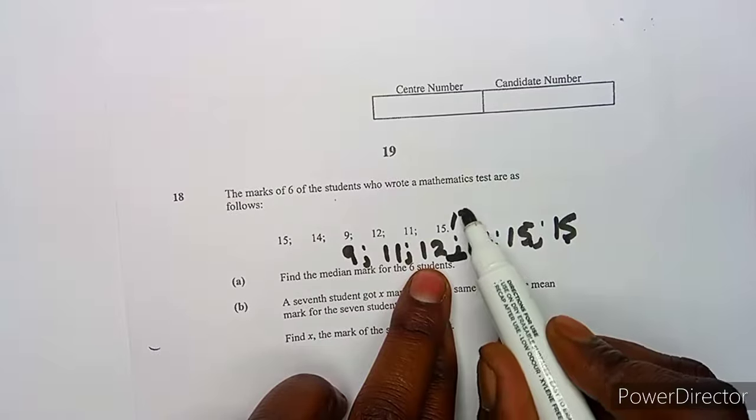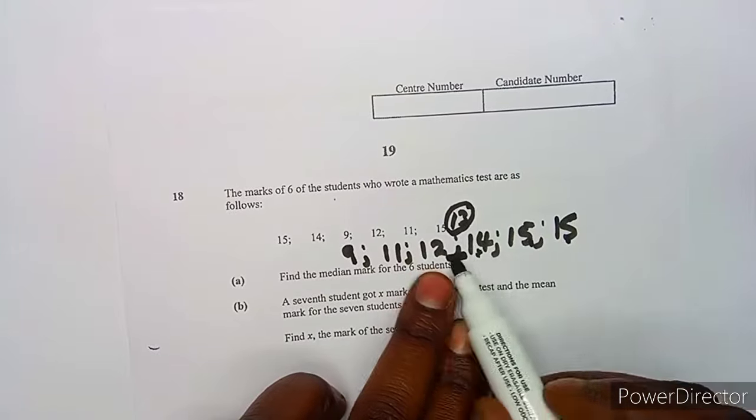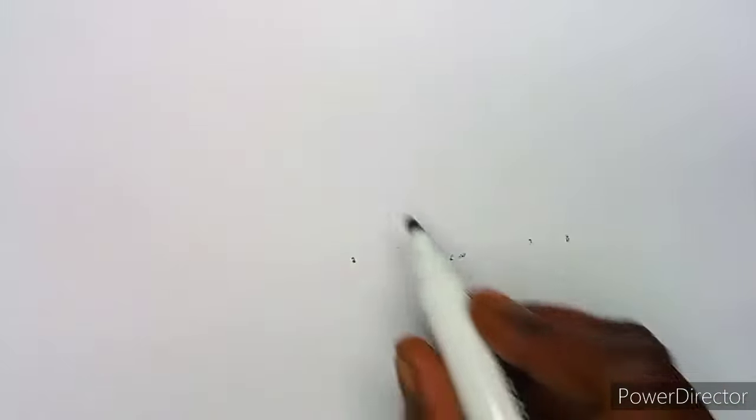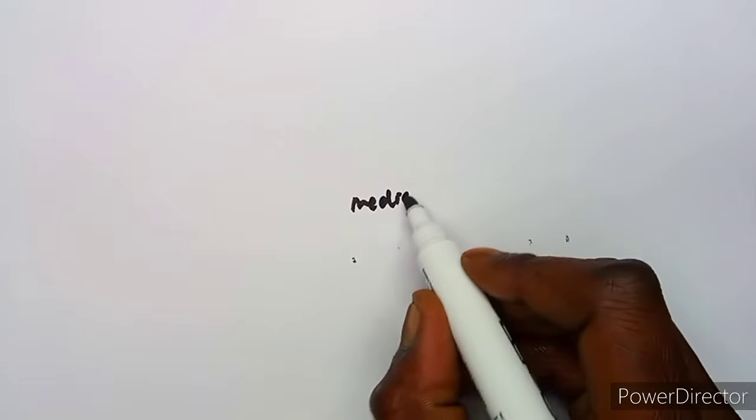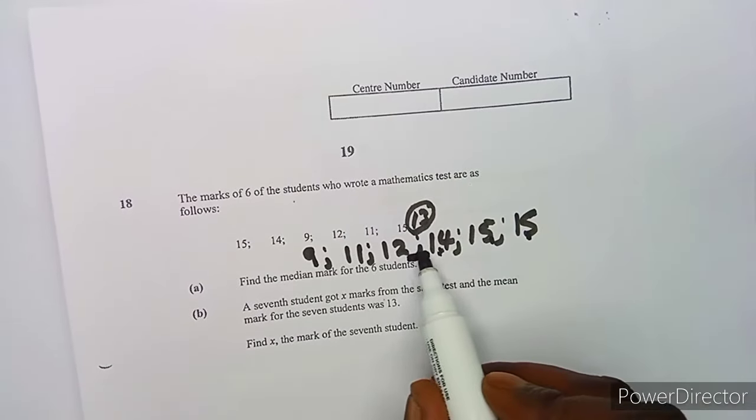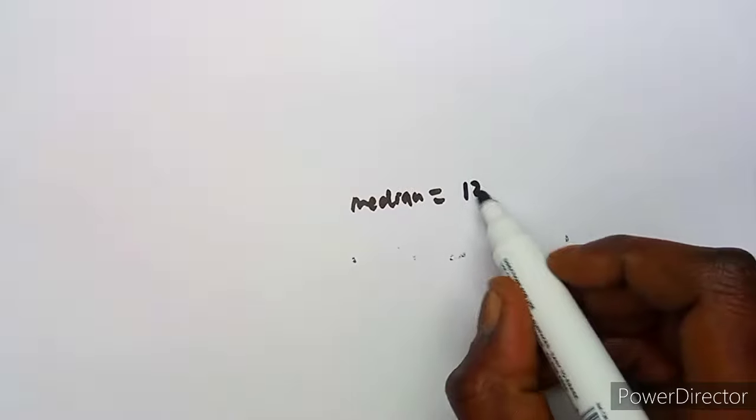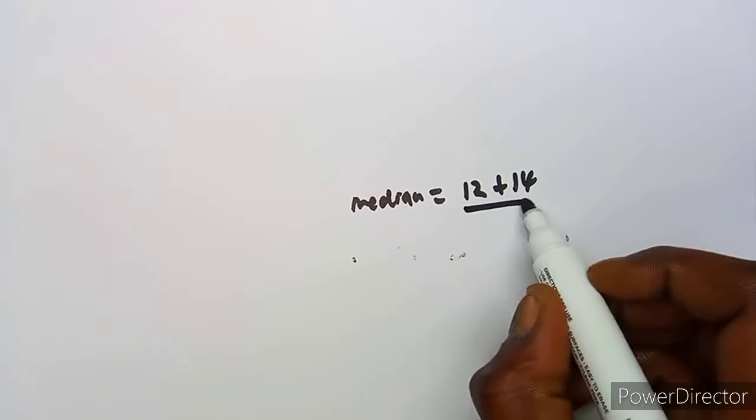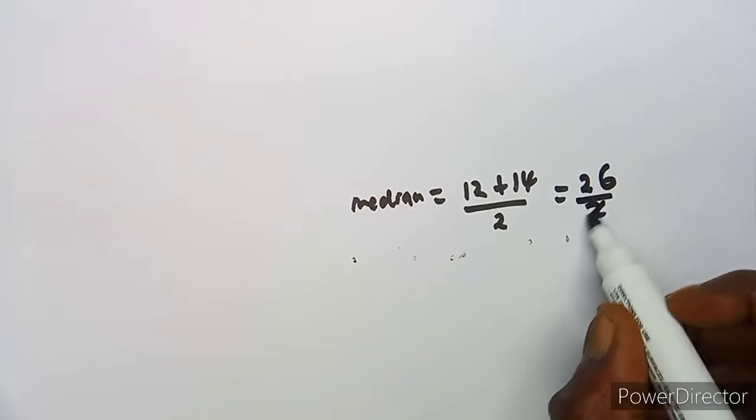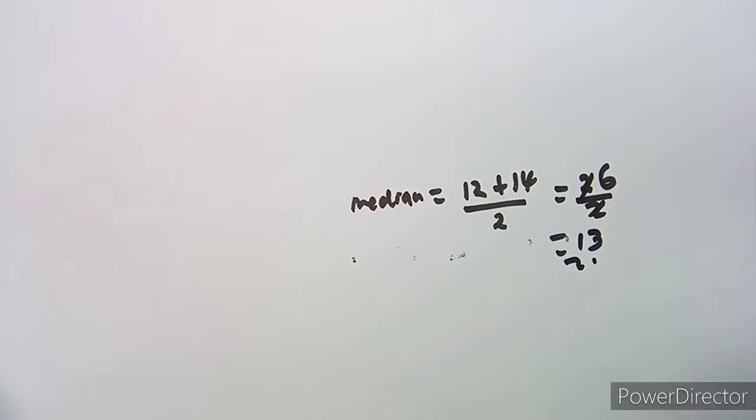So definitely the number is 13. Or you can find this by adding these two numbers, since there are two numbers which are left. So your median is going to be those numbers that are in the middle. You add them, then you divide by 2. So it's 12 plus 14, you divide by 2. So it's going to be 26 over 2. Definitely this will give us 13. So that's our median there.